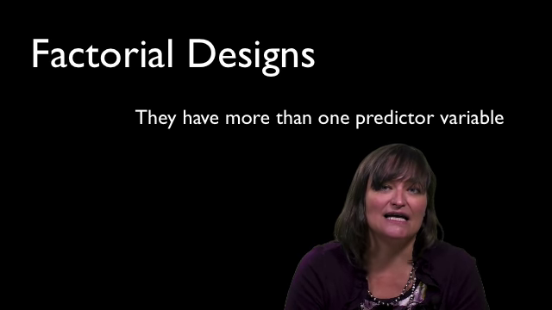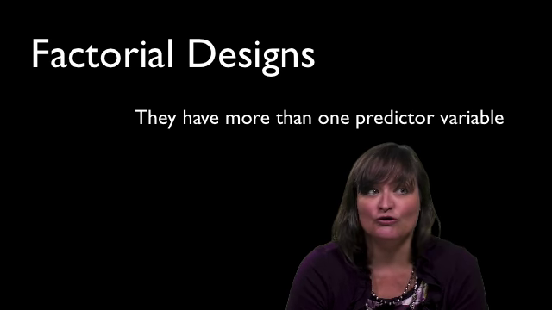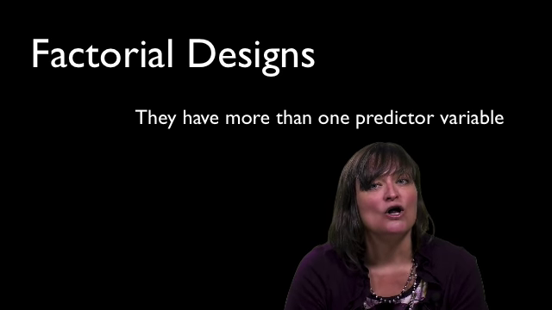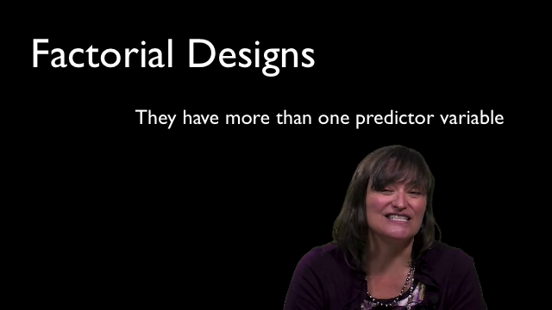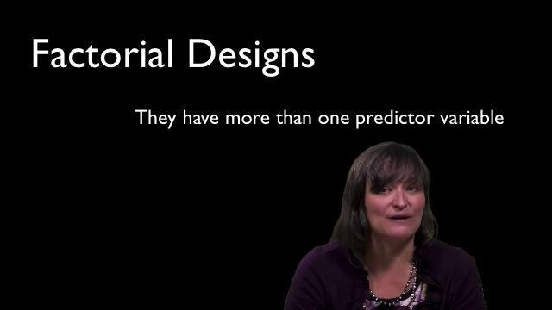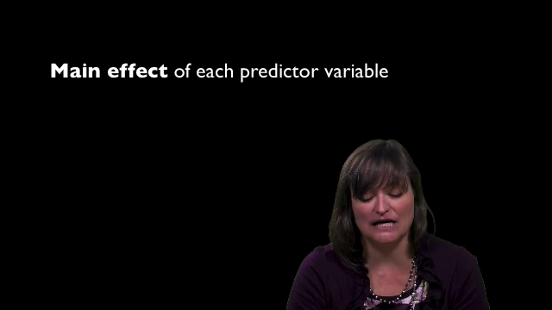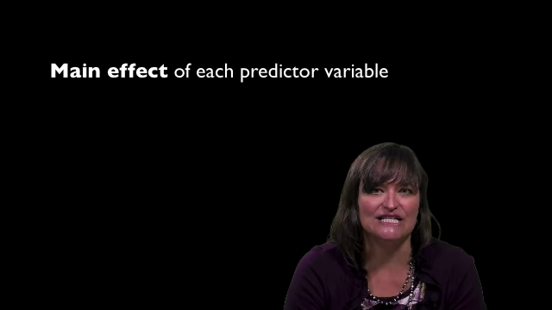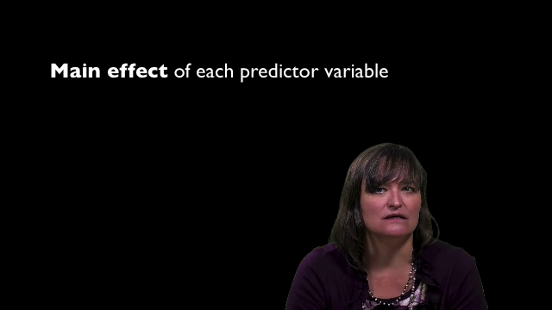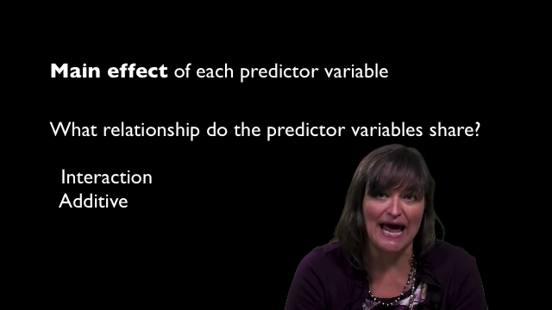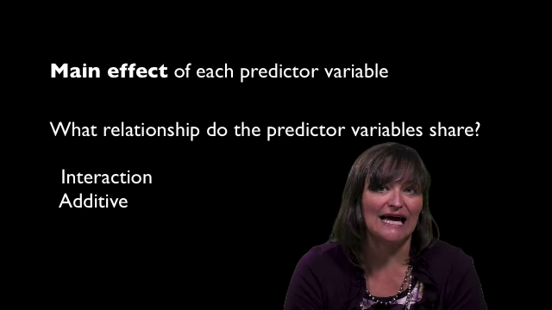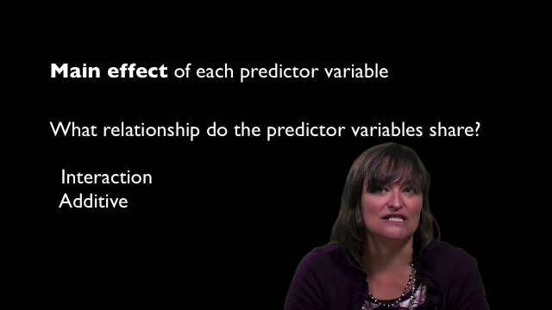So we're going to be looking at the effect of two predictor variables on an outcome. We're going to be asking whether each variable has an effect on its own. So we're going to say, does variable A have a main effect? Does variable B have a main effect? And then we're going to ask, what sort of relationship do these two variables share? Does predictor variable A and B interact with each other? Or do predictor variable A and B share an additive relationship? So those are the three questions we're going to be asking.